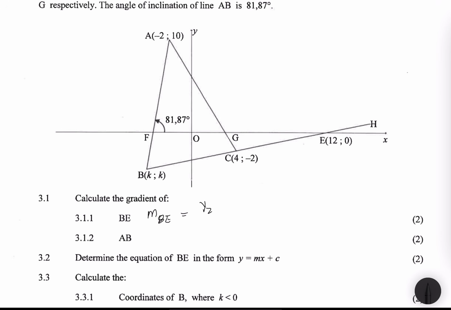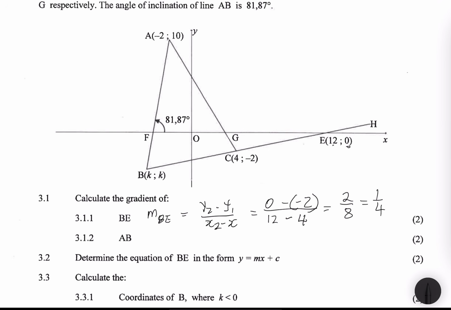So we're simply going to say y2 minus y1 divided by x2 minus x1, using the coordinates of C and E. So y2 is 0, minus y1, which is minus 2, so negative 2. Divided by x2, which is 12, minus x1, which is 4. What you simply have there is positive 2 over 8, which is the same as 1 over 4. So that's the gradient.